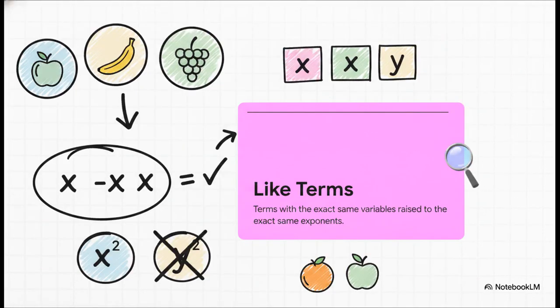And now we reach the star of the show. Like terms. The absolute crucial point here is that like terms are terms with the exact same variables raised to the exact same exponents. For example, 4x, negative 7x, and plain old x, those are all like terms because they all share that identical x variable. However, 3x and 3x squared, no way. Those do not match because the exponents are different. Same thing for 5x and 5y. They don't match because the letters themselves are different. They are the algebraic apples and oranges.